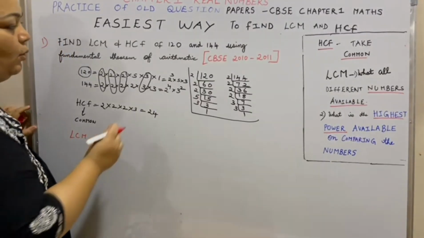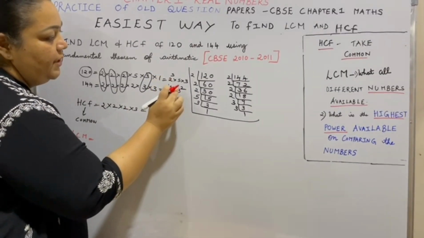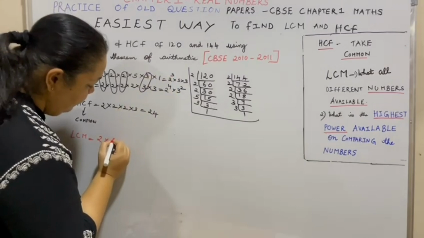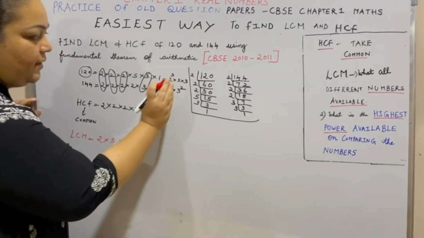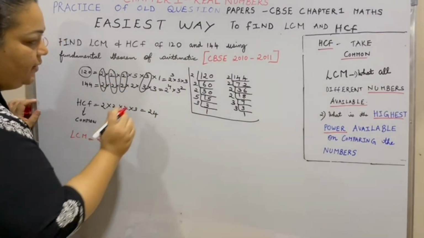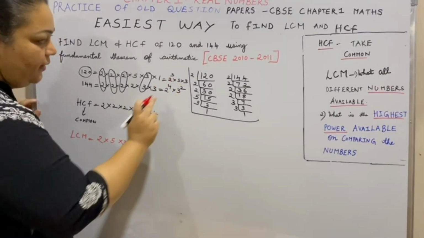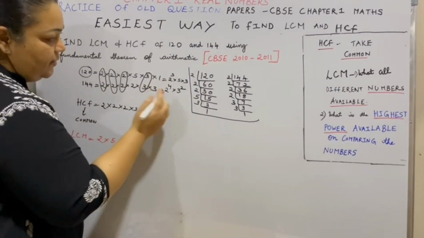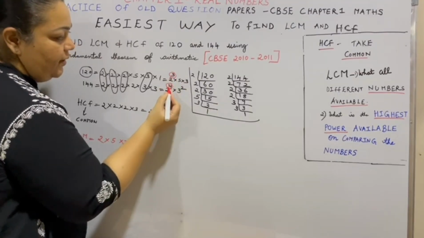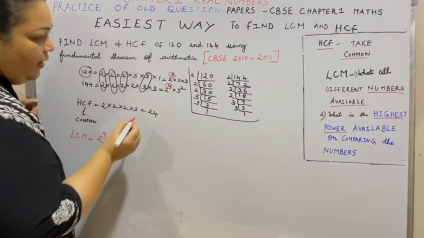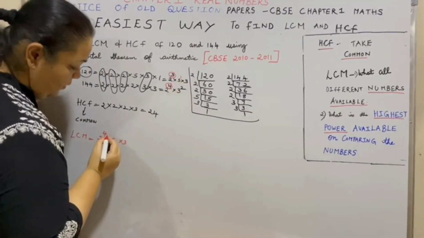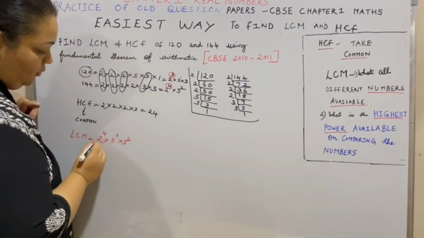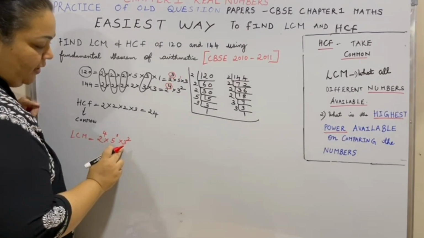take separately all the numbers available here: 2, 3 and 5. First check what numbers are available. So write 2. Next, 5 is available, and 3. Only these 3 different numbers are available, nothing else. Now which is the highest power of 2 between 4 and 3? 4 is the highest power, so I'll write 4. For 5, only 1 is there, so 1 is the highest power. And between these two powers of 3, the highest power is 2. So 2 to the power of 4 into 5 into 3 squared is the LCM.